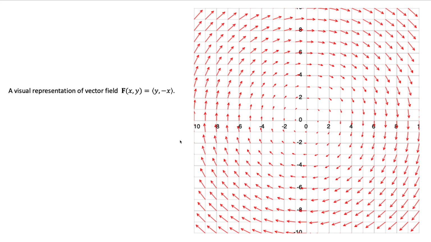A visual representation of this field, (y, negative x). Notice that this field is sort of swirling around the origin. Each little point here, I want you to think about this. As a hint, just think about the dot product. At each point, the vector is actually orthogonal to the position vector of the point. Notice these are getting larger in magnitude as we get further away from the origin. Just think about the magnitude of the vector (y, negative x), and that will make sense, right?